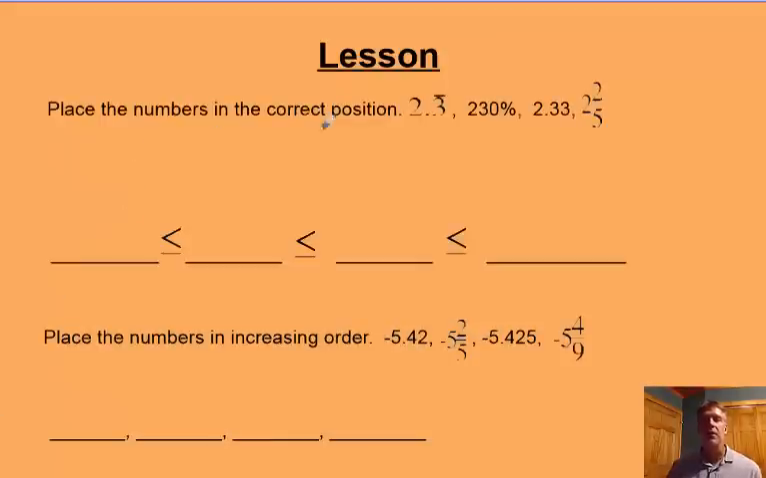So I want to put these all in the correct position. Oh, now I got that new symbol. Well, this points down the number line, or you can say less. This is the less than or equal to. So this number has to be less than or equal to this number.